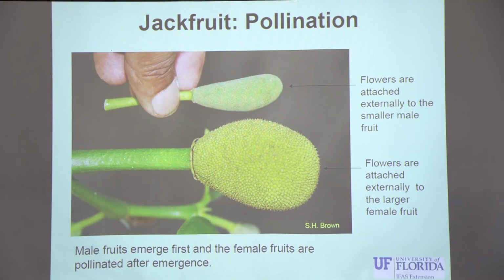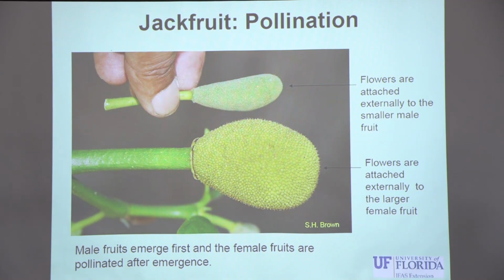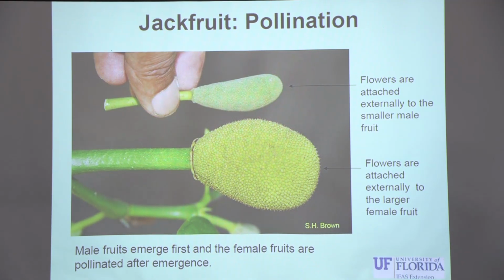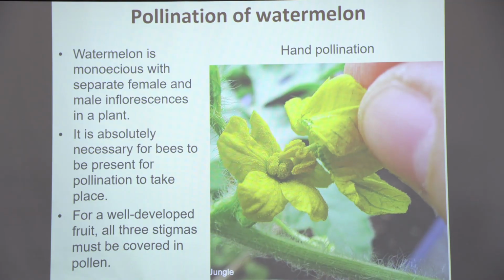So jackfruit. This is another one where the male and the female parts are separated, but on the same plant, actually. They emerge at different times, so you need bees to spread the pollen. That's just another example.